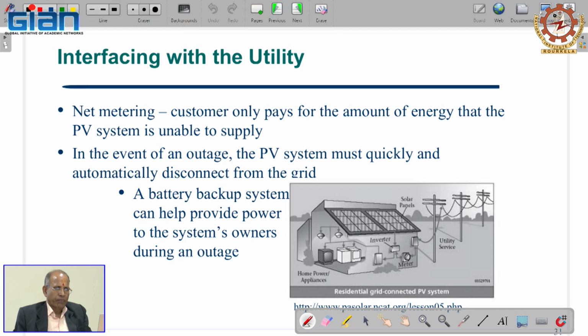So in the event of an outage, the PV system must quickly and automatically detect and disconnect from the grid, as we said for the renewable power system. Now renewable power plants have been developed significantly. They are not immediately disconnected, but try to stay on the grid as far as feasible. So they try to help in recovering from the fault.